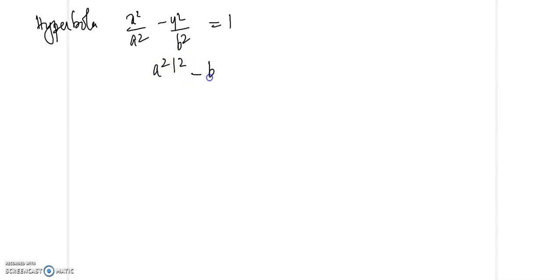And in the case of hyperbola, x square by a square minus y square by b square equal to 1. So when you apply the condition, you are going to get the condition as a square l square minus b square m square equal to n square. So these are the conditions for these conics to touch the line.